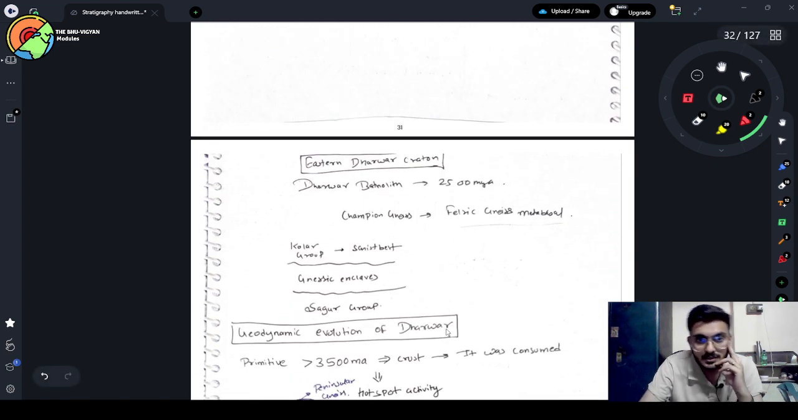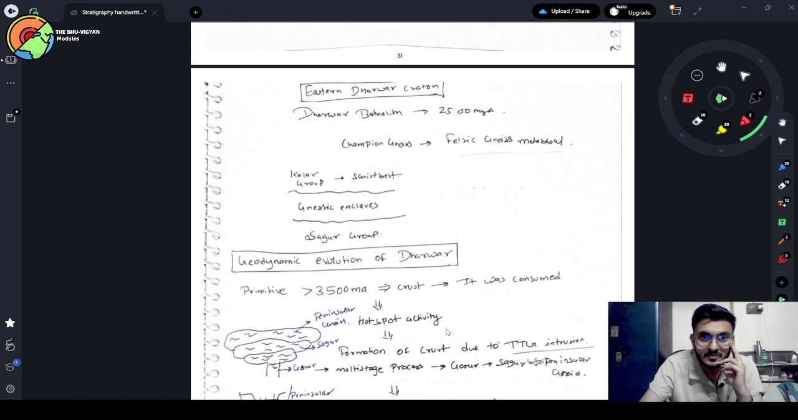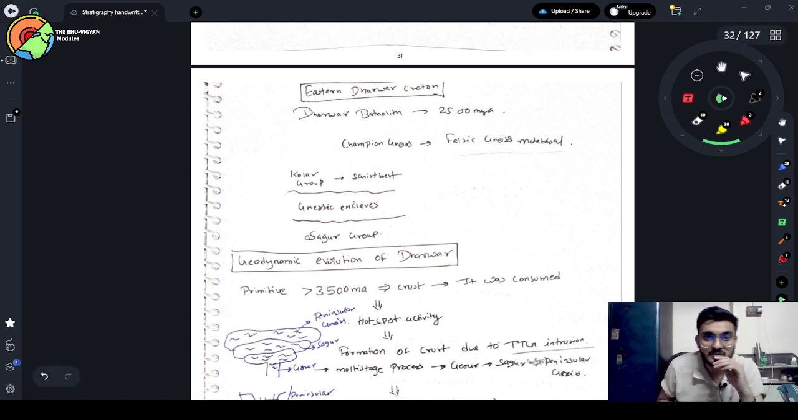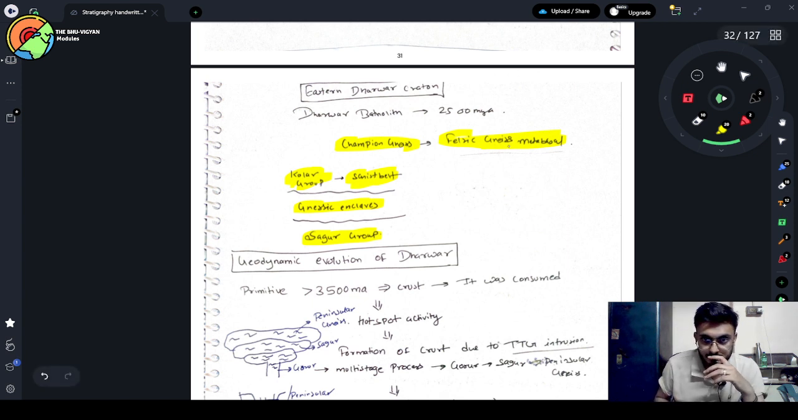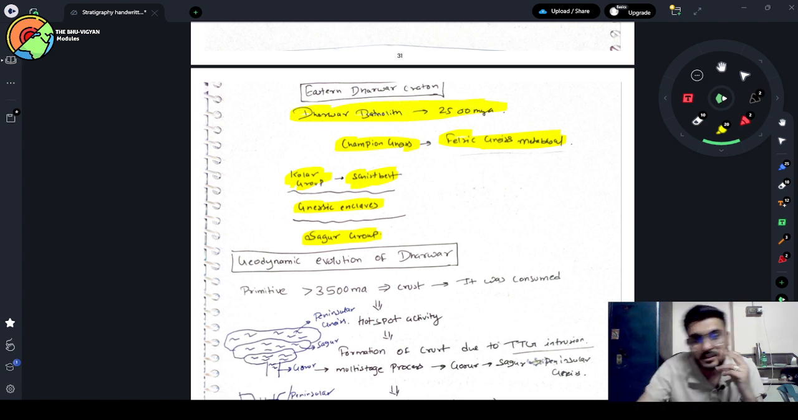Now if we see the Eastern Dharwar Craton, we have seen here the Sagur group is present, then Gneissic enclaves, then we have a Kolar group in this schist belt, which is important for gold. In that we have a champion gneiss. In this champion gneiss we have a felsic gneiss, meta basalts. Above that we have a Dharwar batholith. The age of that is 2500 million years.